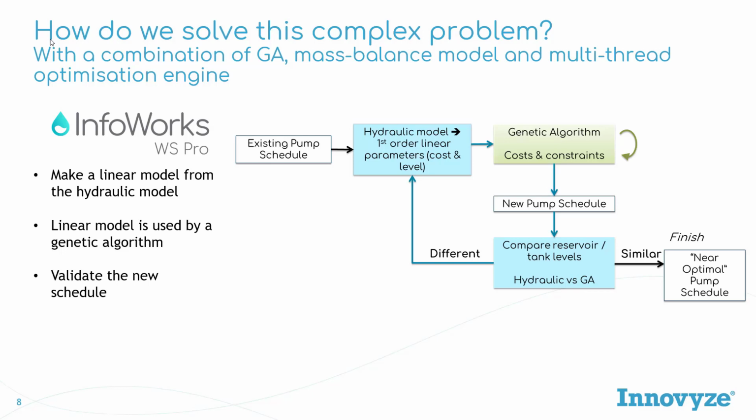The downside of using the mass balance model instead of the hydraulic model is the precision. So what we do then is to double check the result of the mass balance model by running a new hydraulic model with the pump schedule that has been identified from the mass balance model. And if the results are in agreement, then the near optimal pump schedule is provided to the end user.